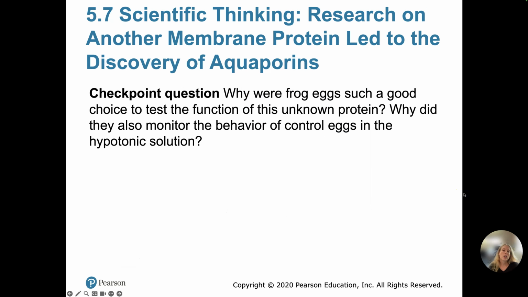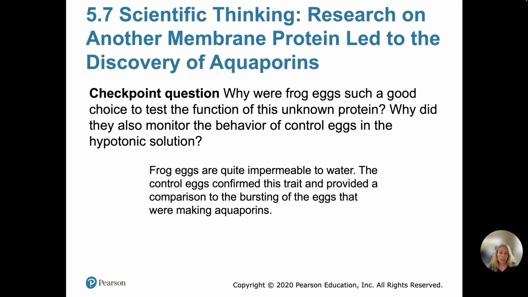So a checkpoint question on this. 1, why were frog eggs such a good choice to test the function of this unknown protein? And then 2, why did they also monitor the behavior of control eggs in the hypotonic solution? So this is getting back to some experimental design that we talked about in our very first modules.